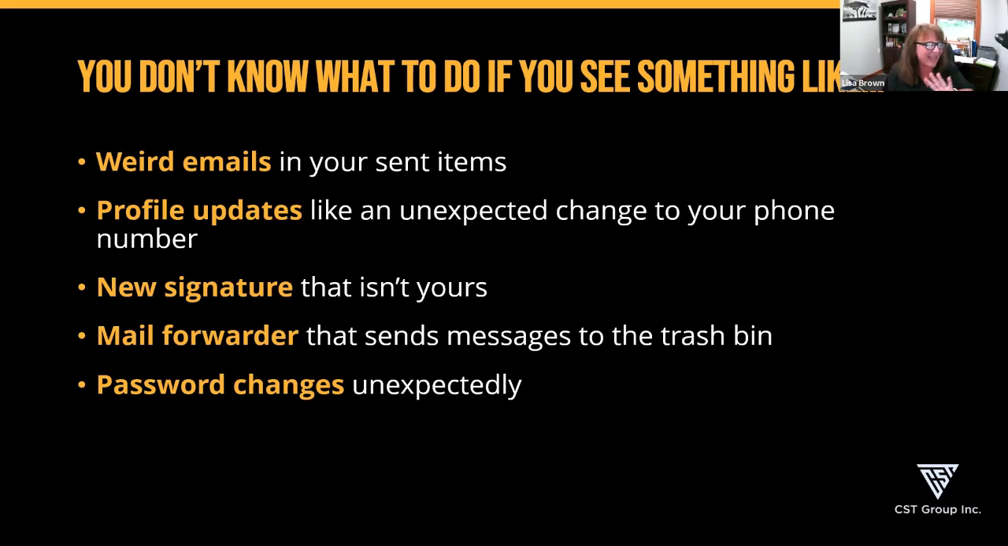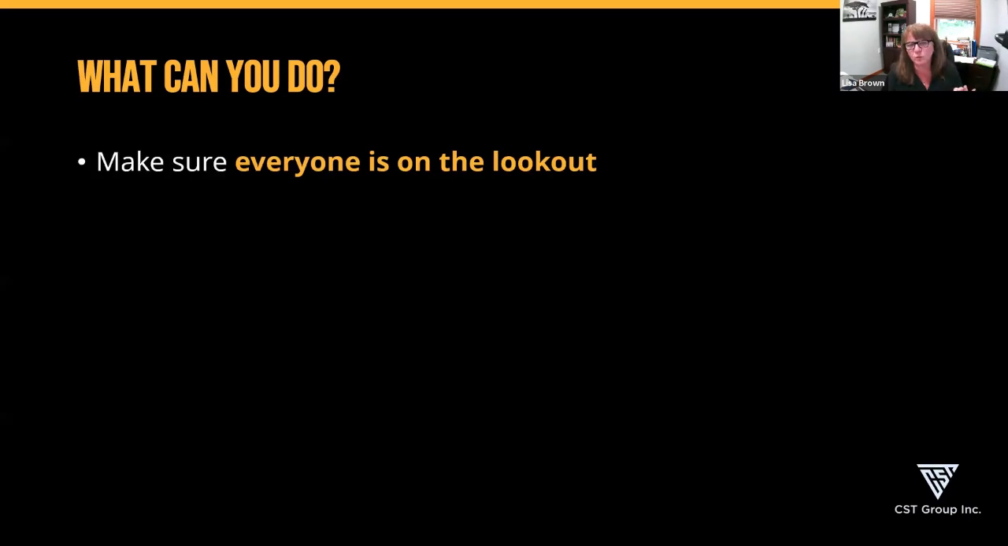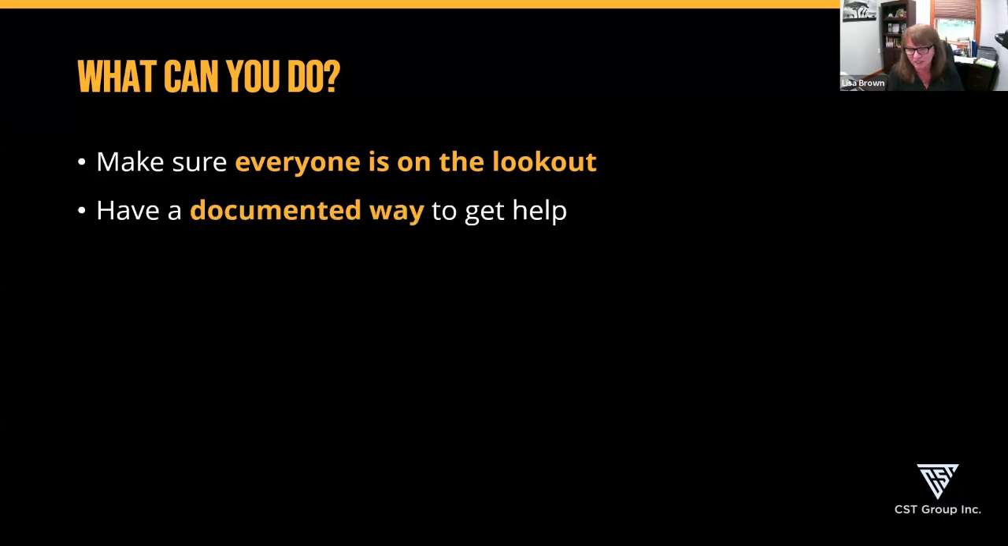Okay. And if any of those things are happening to you, what can you do about it? Number one, make sure everyone is on the lookout. This is not something that you can put aside, right? Technology, especially if your company or organization is dependent on it, is super important to keep everyone on the lookout. You got to educate. You got to have it top of mind. You got to be talking about it. That is where security awareness training comes in, which is a whole other webinar.